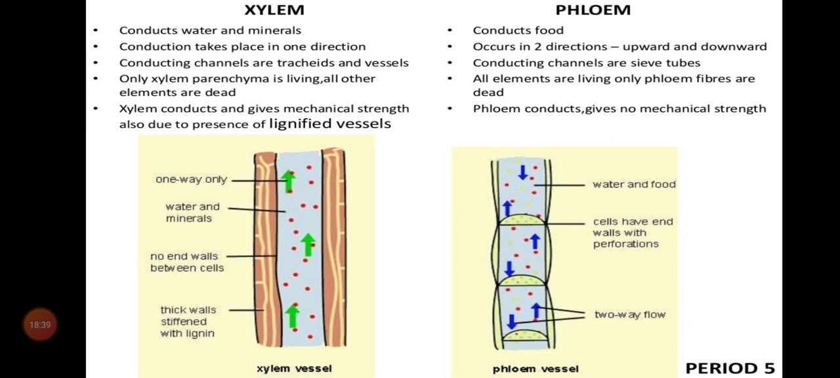Xylem sclerenchyma or xylem fiber, these are dead. Why? Because the cell wall is made up of lignin and also suberin. This lignin and suberin won't allow entry of material from the sideways, and there is no leakage in the sideways also. So these three are called dead. Only xylem parenchyma is living. And the fifth point of xylem: xylem conducts and also gives mechanical strength due to the presence of lignified vessels.